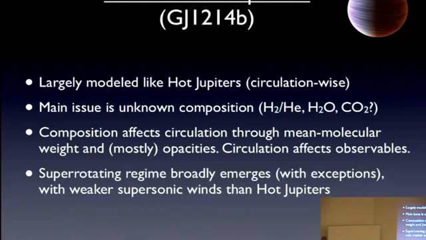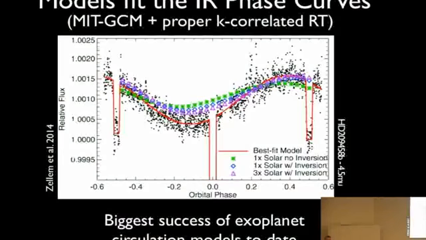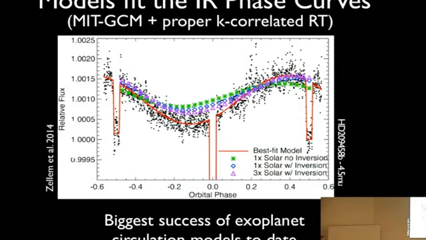And we are leaving now the area where we have been able to compare semi-directly, I would say, as good as it gets. We have been able to compare the prediction of models of atmospheric circulation to actual observational data points. And by and large, this has been done almost exclusively for hot Jupiters.